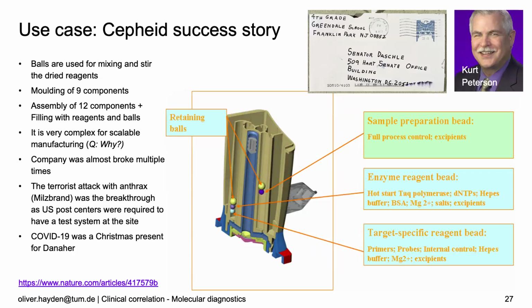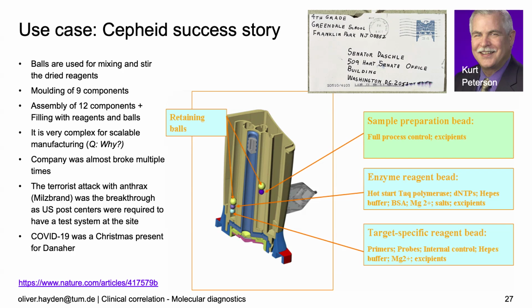And the difficulty the company had was that the molding and the assembly of those cartridges was actually pretty expensive. You had 12 components. You needed to mold 9 of those components. You had different kinds of reagents. The complexity was very, very high, which made the costs for this test also very high. And this was, of course, a limitation for the community to take this type of thing over.